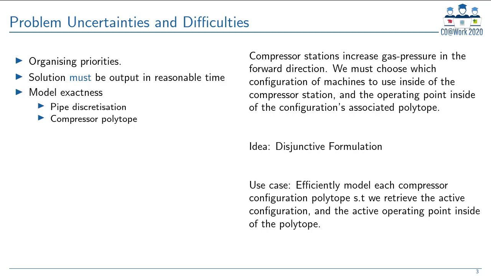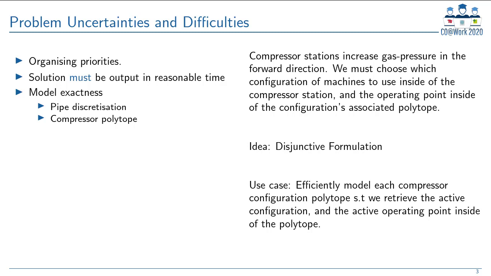Each configuration, with its unique layout of the individual machines, i.e. the arrangement and how they're connected, then has its own specific polytope that describes how it can increase pressure with respect to flow. After deciding on which configuration to use, the polytope is selected and the model must then choose a point within that polytope that describes the active operating point of the compressor station.